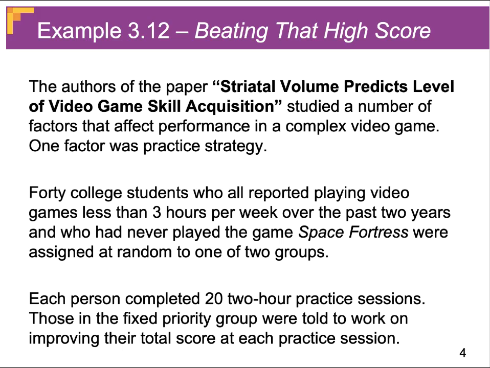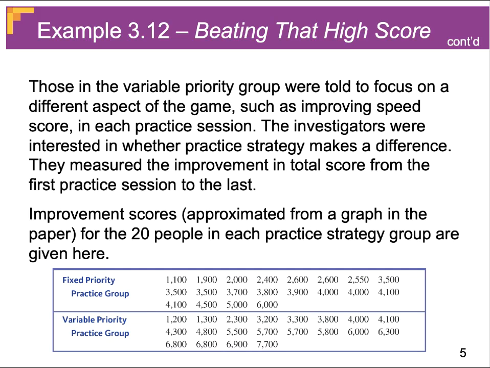There was a fixed priority group who were told to work on improving their total score at each practice session. Then there was a variable priority group where they were told to focus on a different aspect of the game, such as improving speed score in each practice session. So the investigators were interested in whether that practice strategy was going to make a difference in the outcome of the game. So they measured the improvement in total score from the first practice session to the last. It was important that they looked at the improvement score for these different players because we don't really want to see their final score. We want to see how much they improved from where they started.